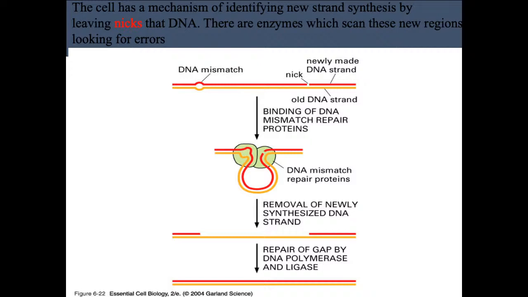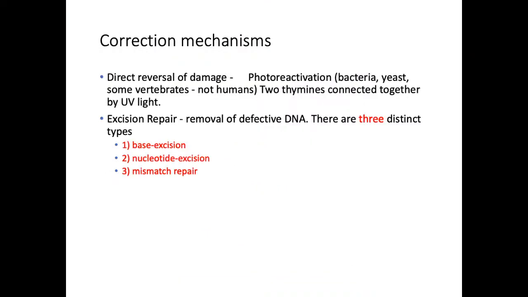Whatever the problem is there, we completely remove the edited DNA and add the new one. So in the correction mechanism, first is direct reversal of the damage, which can happen with the help of photoreactivation. The two thymines connected together by UV light can be removed with the help of photoreactivation. And excision repair is the one which removes defective DNA. There are three types you can repair them: base excision repair, nucleotide excision repair, and mismatch repair.